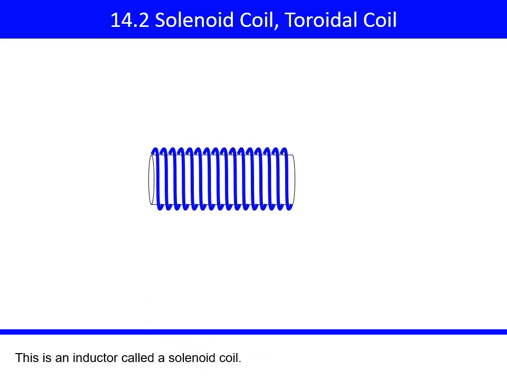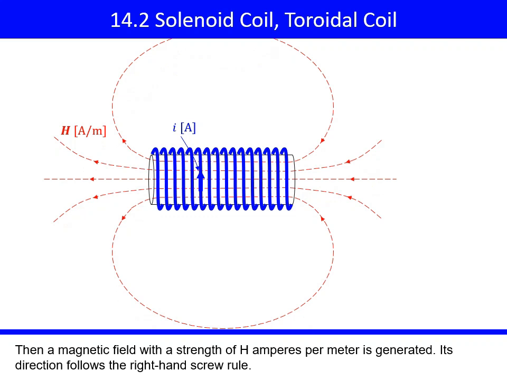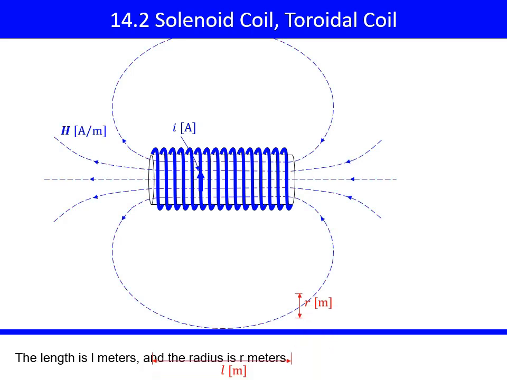This is an inductor called a solenoid coil. A current of I amperes flows in the coil. Then a magnetic field with a strength of H amperes per meter is generated. Its direction follows the right-hand screw rule. The length is L meters, and the radius is R meters.